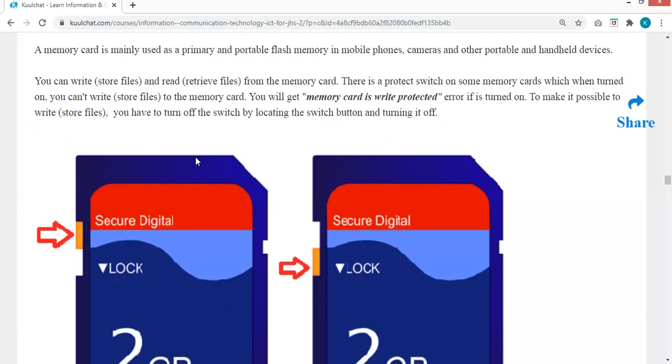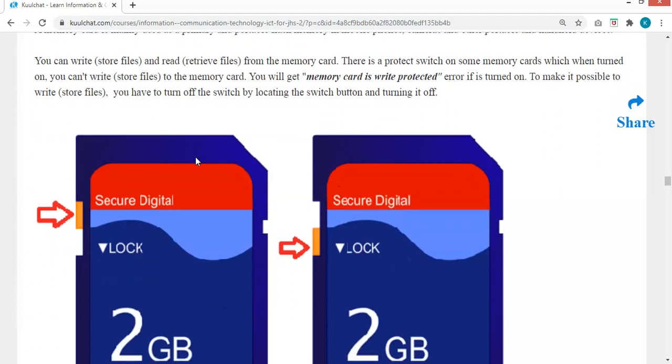Now, this you also need to take note of. Some memory cards have a switch where you can switch it to write protect. Write protect means you cannot write to it. So when you get the error, memory card is write protected, which means you are not being allowed to write to the memory card, you should look for the switch on that memory card. So you just turn it off. You either lock it or unlock it.